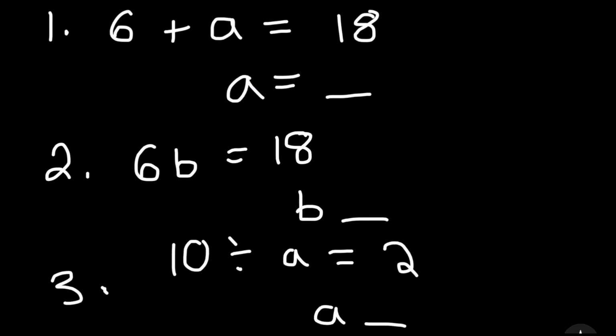Okay, I hope you've answered these questions. And now the answer of this one would be 12 because 6 plus 12 is 18. The answer of this, I hope you didn't forget that there's a multiplication sign between 6 and B. So the answer of this would be 3 because 6 times 3 is 18. And the answer for the last question would be 10 divided by 5 equals 2 because 10 divided by 5 is 2.